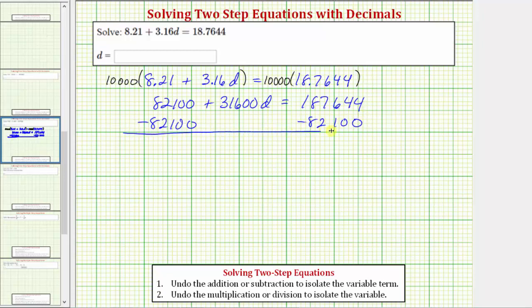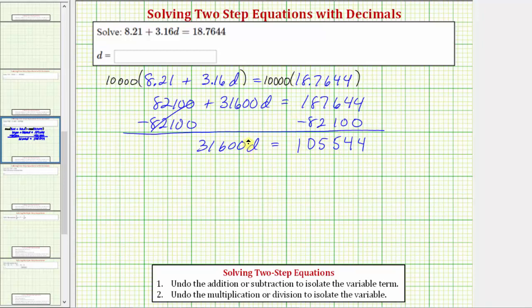So next we'll subtract 82,100 on both sides of the equation. Simplifying, on the left, this subtraction undoes the positive 82,100, or this difference is equal to 0, leaving us with 31,600d on the left. On the right, we need to subtract. 4 minus 0 is 4, 4 minus 0 is 4, 6 minus 1 is 5, 7 minus 2 is 5, 8 minus 8 is 0, and we still have a 1 in the hundred thousands place value.